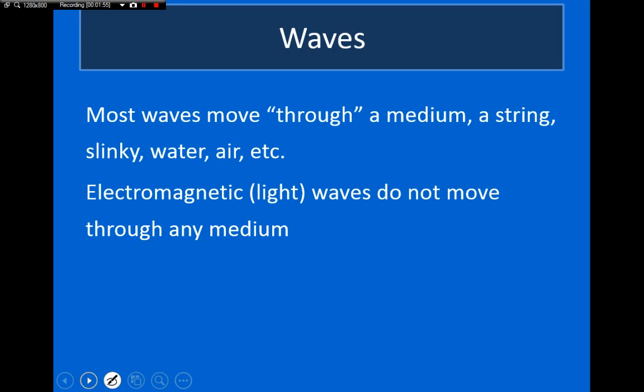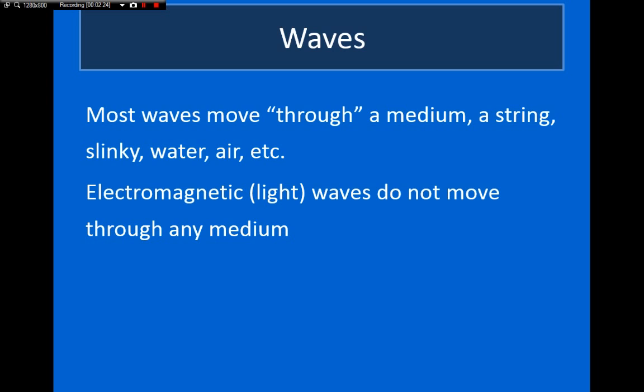Now, most of the waves we're going to be studying in this class have to travel through some kind of material that we call a medium. So, for example, waves on a string travel along a string, and the string would be the medium. Other examples would be a slinky, water, sound travels through air. Now, there is one example that I want to just briefly mention that does not actually travel through a medium at all, and that is electromagnetic waves, which is just actually light.